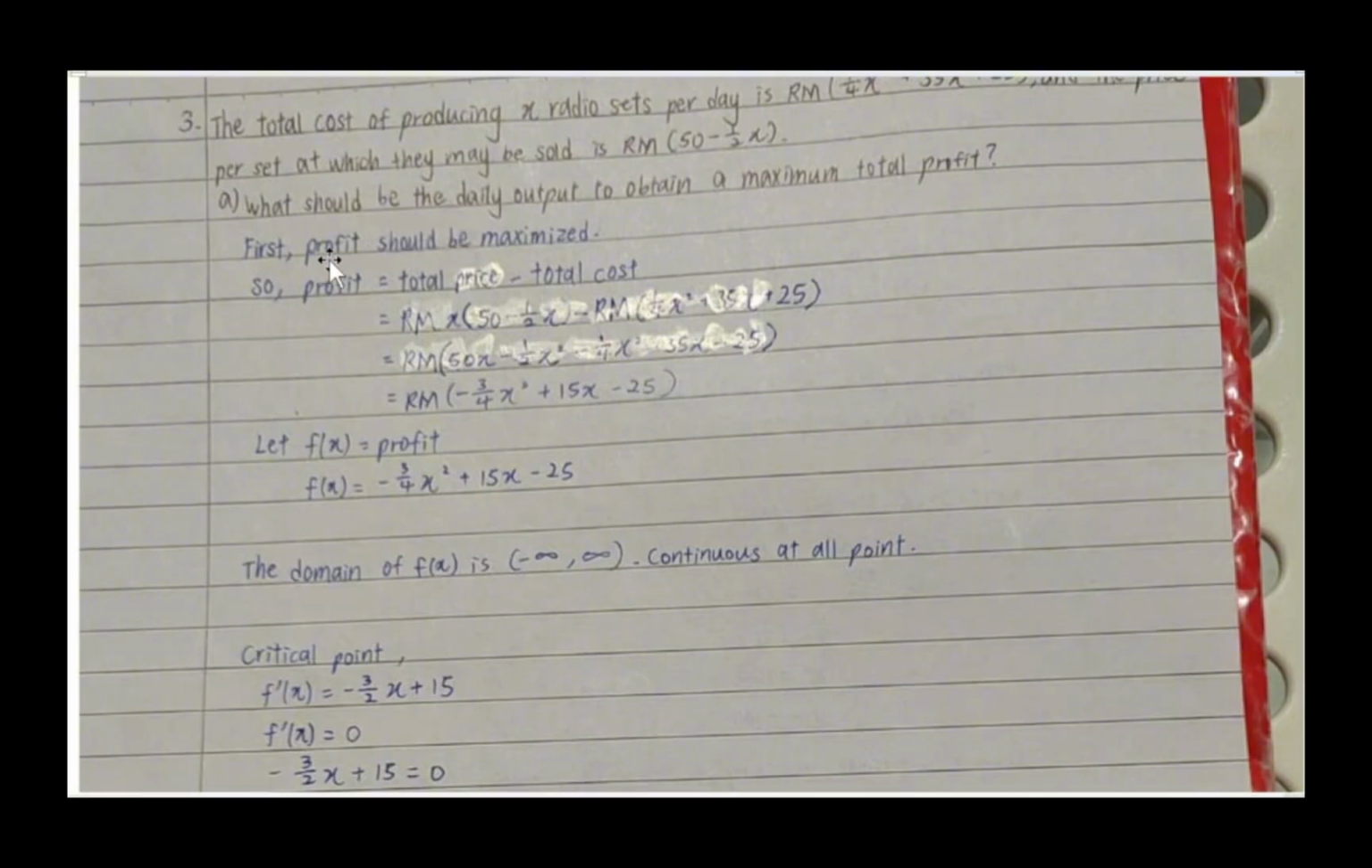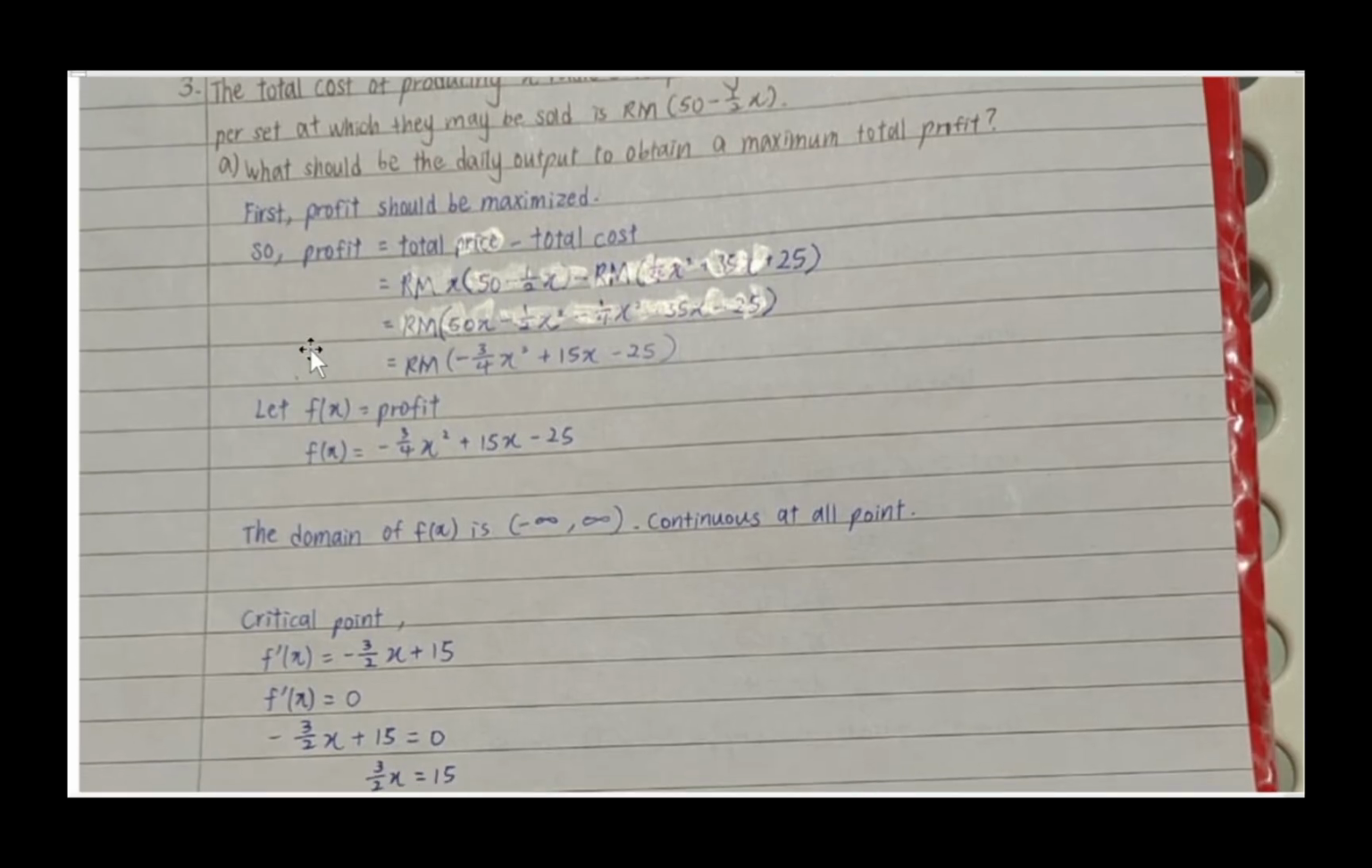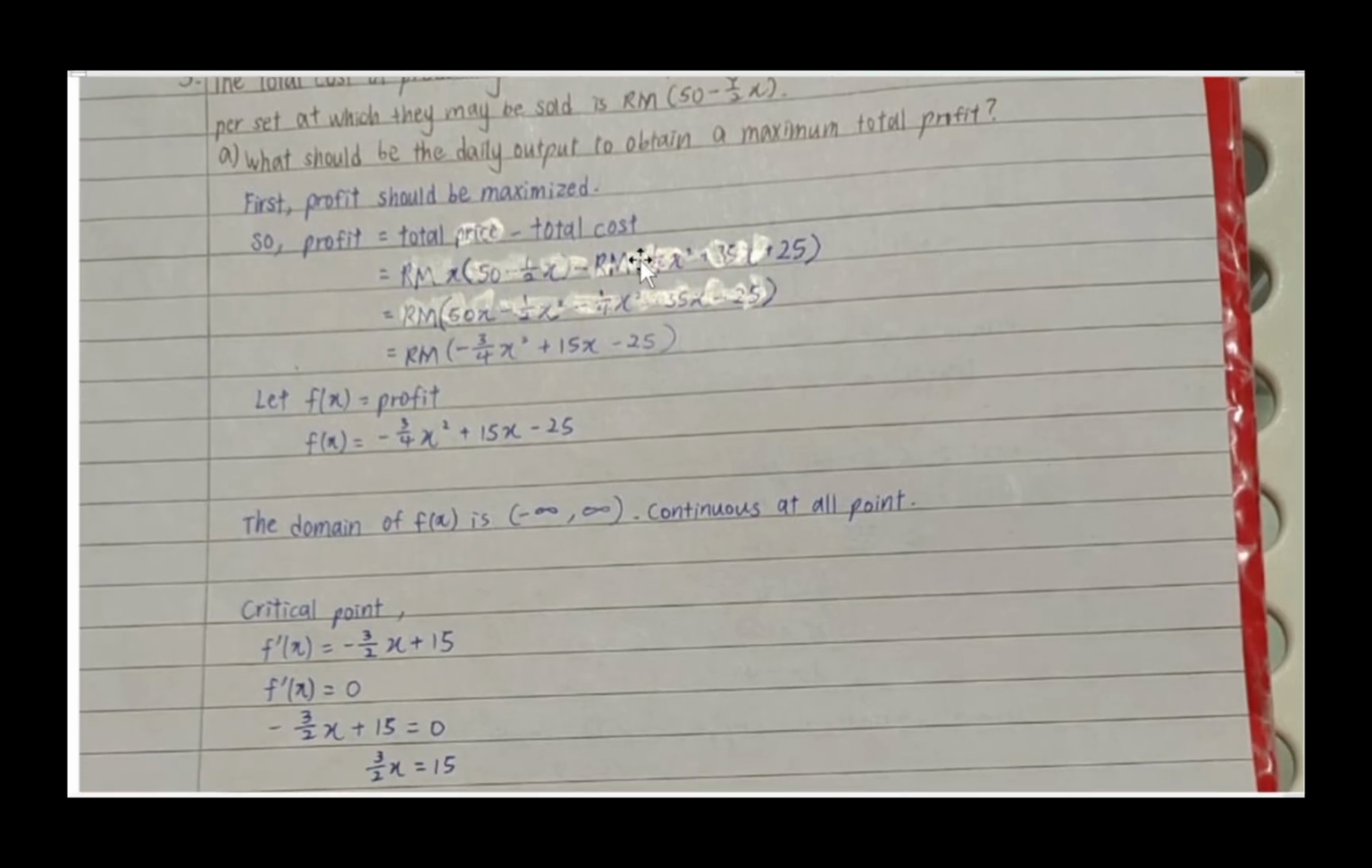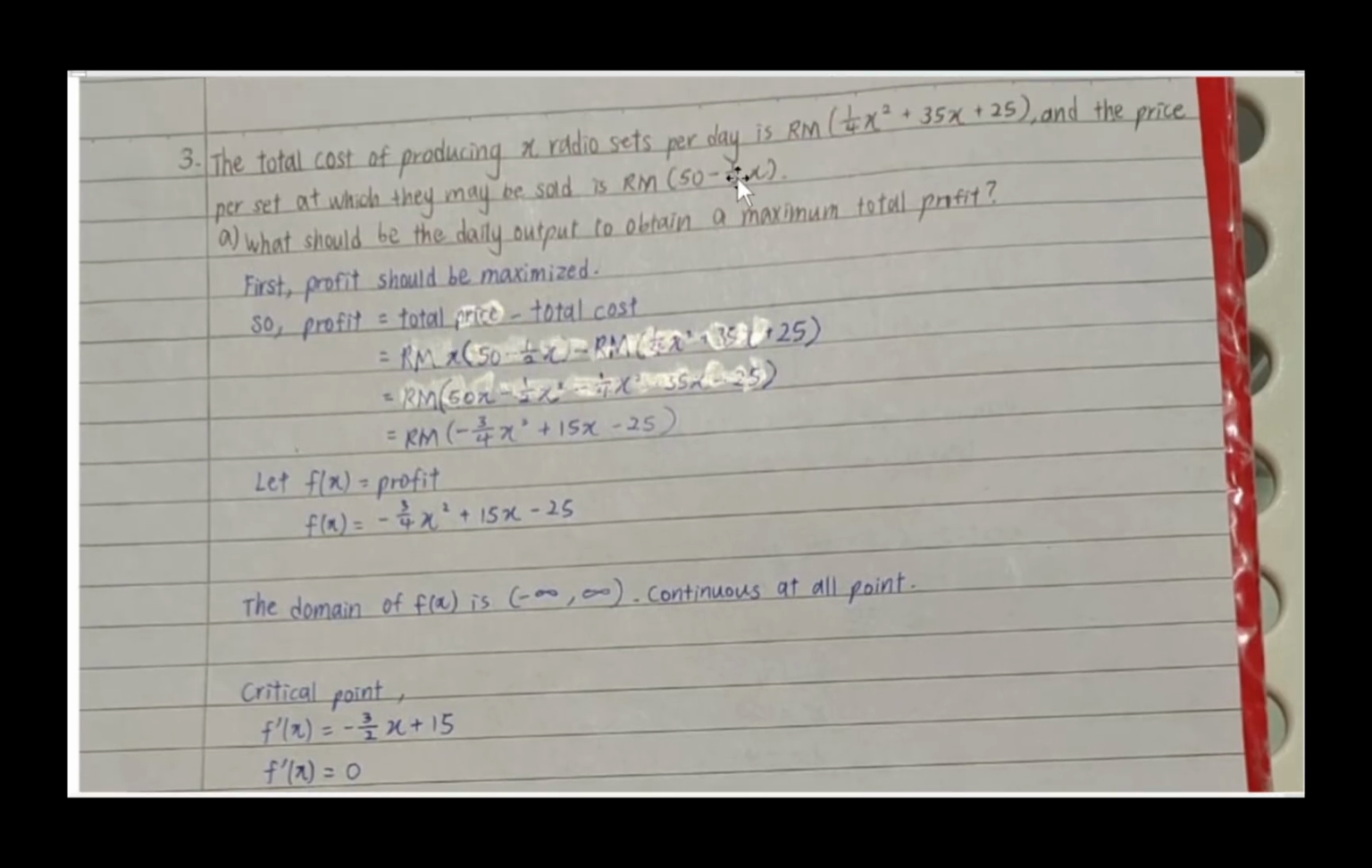So the first, we need to identify what variable needs to be optimized. Since they're asking for maximum total profit, the total profit will be the total price minus total cost. Since here they've given us only the price for one set, we need to multiply by x and minus the total cost here. Then it will be RM negative 3/4 x squared plus 15x minus 25 for the profit.